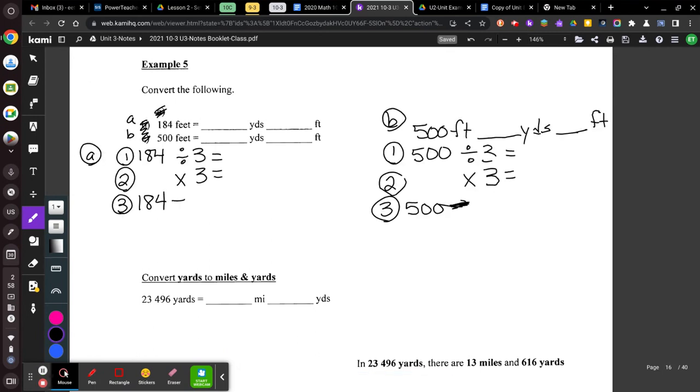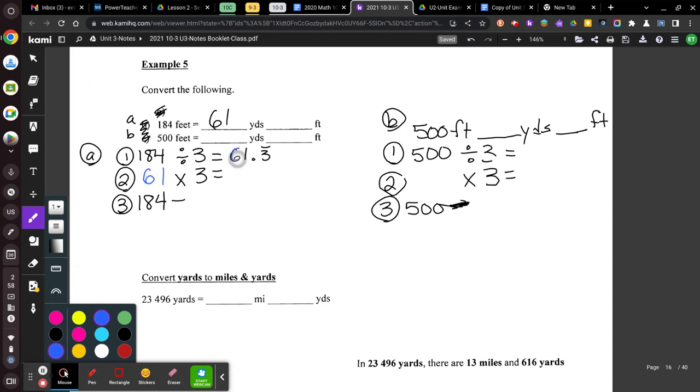Okay, everyone, here we go. We're taking 184, dividing by 3. We're going to get 61.3 repeating. The only number I'm worried about is the 61. So I have 61. So that's the number that goes down in my second step.